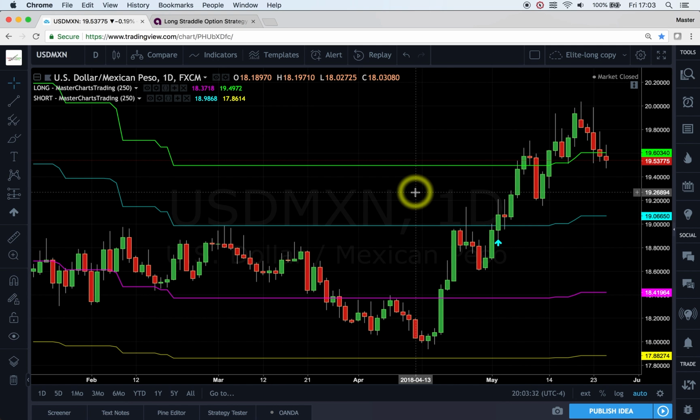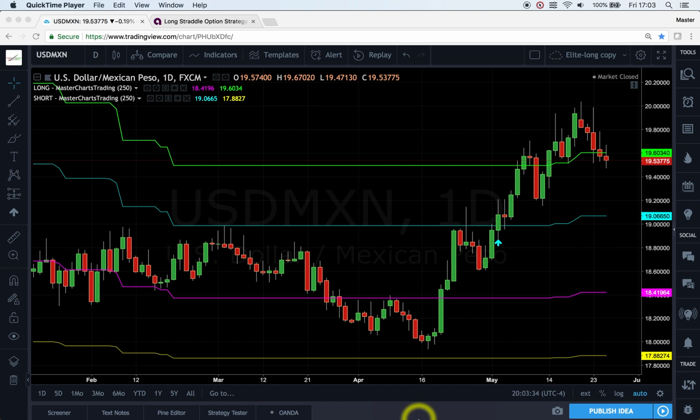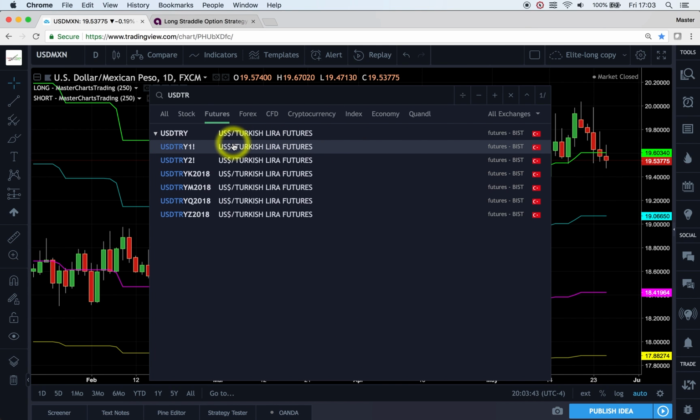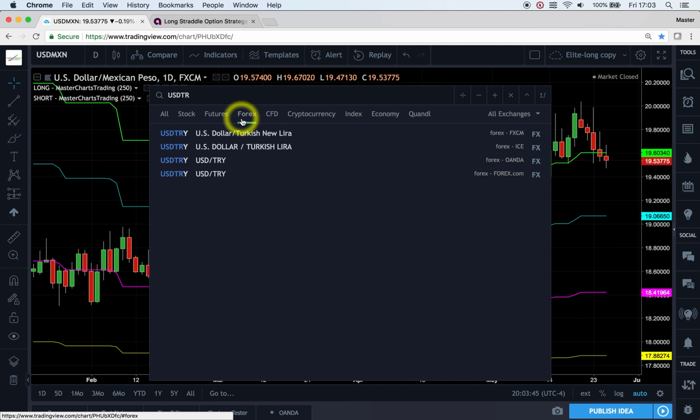Let me see what I wanted to show also. There's a couple of developing country currencies, so US dollar versus Turkish Lira.